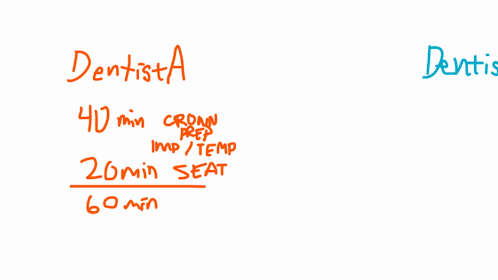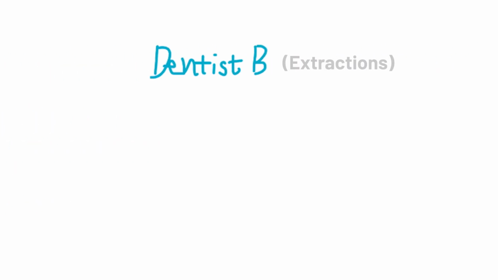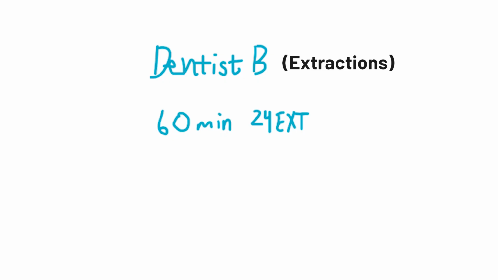And then on the right side, we have dentist B. Dentist B is able to extract, let's say, about 24 teeth for a full mouth extraction. Then, dentist B delivers an upper and lower full denture. Alright, that makes sense. Now let's look at the numbers.